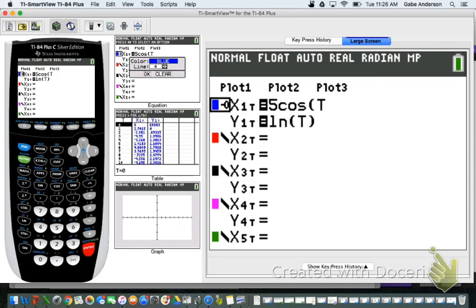Question, Hayden? Mine didn't go back and forth. When I pressed it, it was just like the ball, but it just went up. Okay, so hit your y equals. What do you have for your x1? 5 cosine t. Okay, t. Let's go ahead and graph. Okay, so let's go window. What's going on right now? Just change it a little bit. Are you in radians? I'm in radians. I thought.